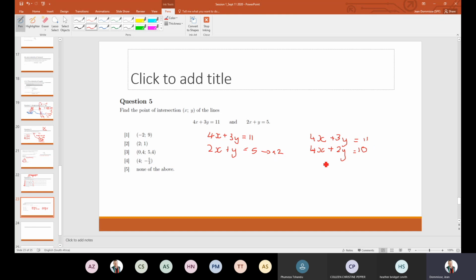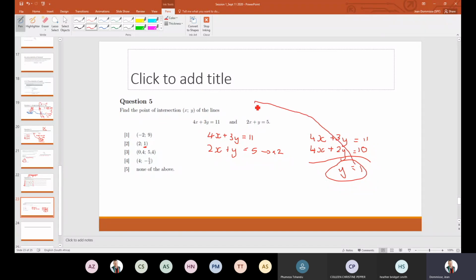And then for my first one, I would have said, okay, let's subtract this one from the top one. So if I subtract the 2, the x's fall away. 3y minus 2y is 1y. 11 minus 10 is 1. So my y will be equal to 1. So let's look at all of these options. There, and in the exam, I would have probably stopped there because that is what I have. But then I would just put in y into any one of these two equations.